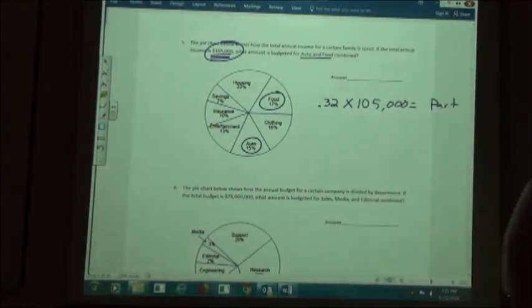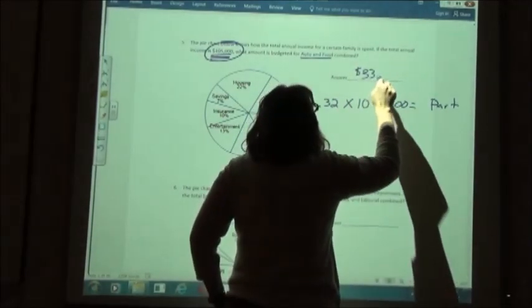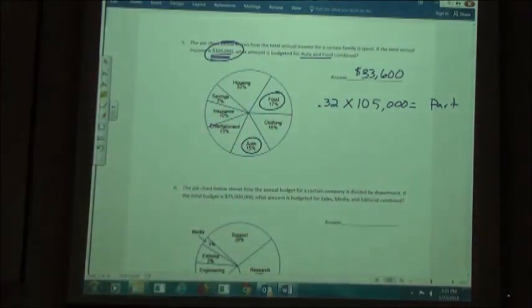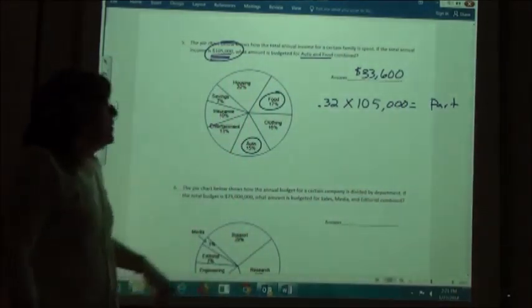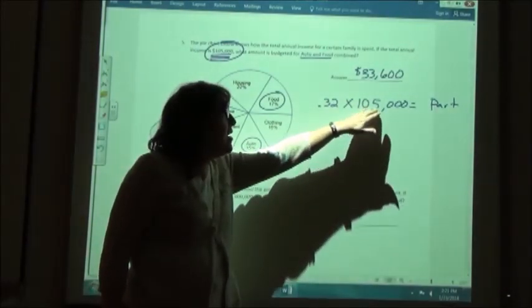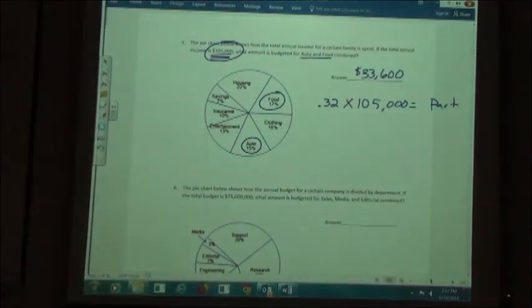33,600. There you go. 33,600. They're not going to have you do any rounding. You should get $33,600. So my total was $105,000 for my income. I spent $33,600 on food and auto.